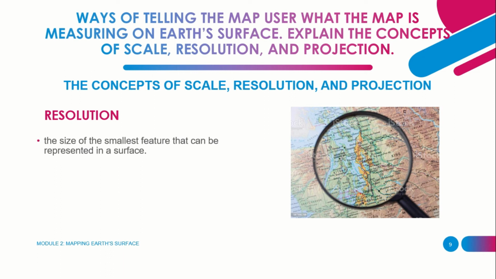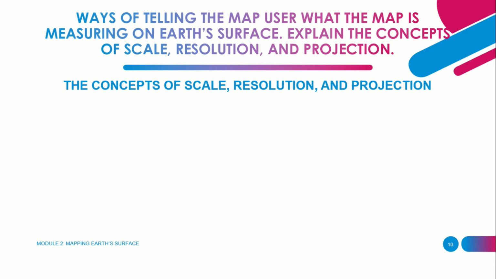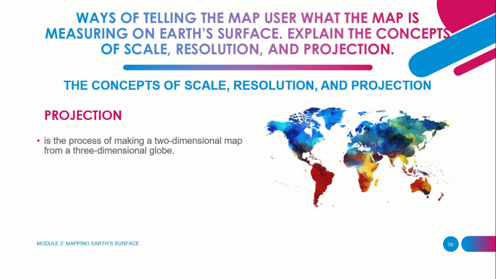Resolution. Resolution is the size of the smallest feature that can be represented on a surface. It is the accuracy at which the location and shape of map features can be depicted for a given map scale. Projection. Projection is the process of making a two-dimensional map from a three-dimensional globe. This transformation may depend on the purpose of the map.